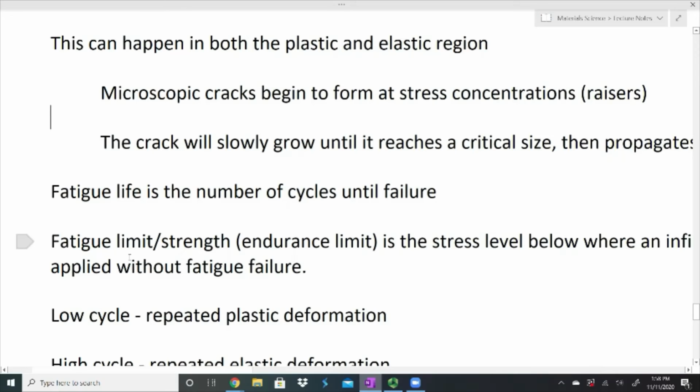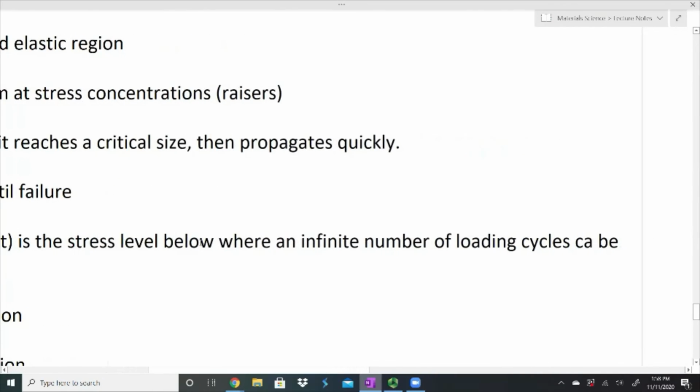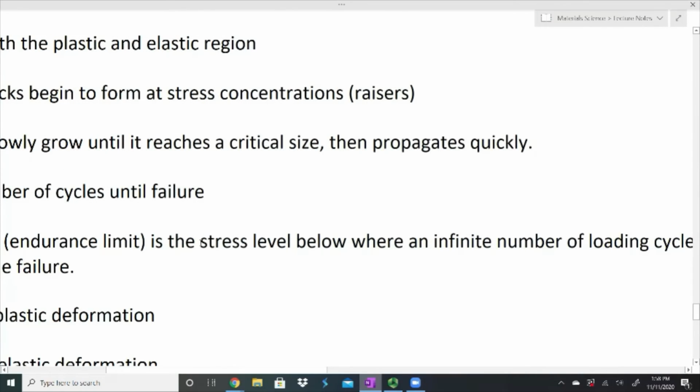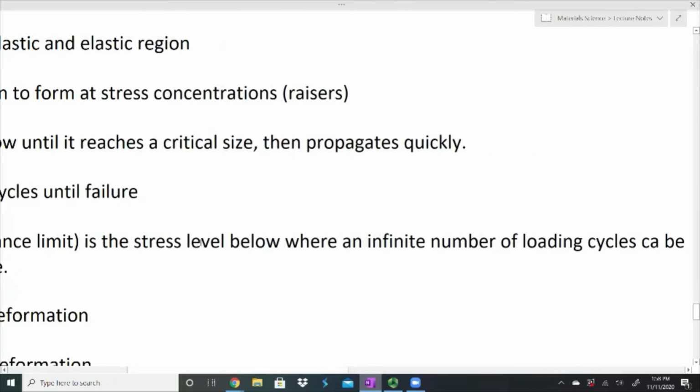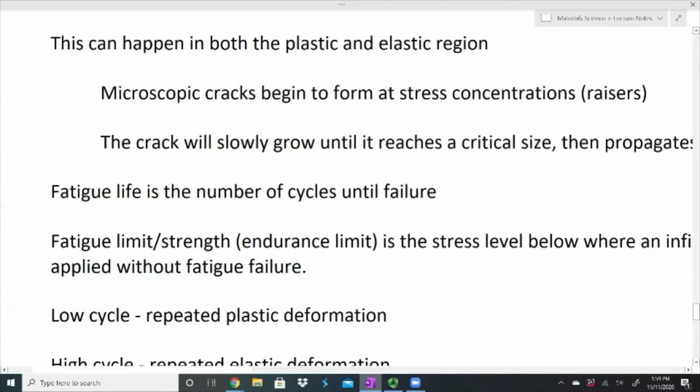A fatigue limit, fatigue strength, or endurance limit is the stress level below which an infinite number of loading cycles can be applied without fatigue. In other words, I could load and unload an infinite amount of times and my material will never break. I never reach the critical amount where the material will eventually fail.